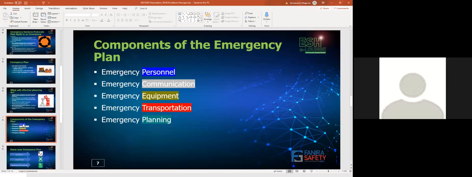Let's make sure we have checklists in place to ensure that this equipment is inspected, and let's appoint people who are in charge of it. And also, emergency transportation is one of the components that people should look into in case of emergencies. We'll talk of the ambulance, the fire tenders. Let's always ensure that we have adequate transportation to transport our people during emergencies.